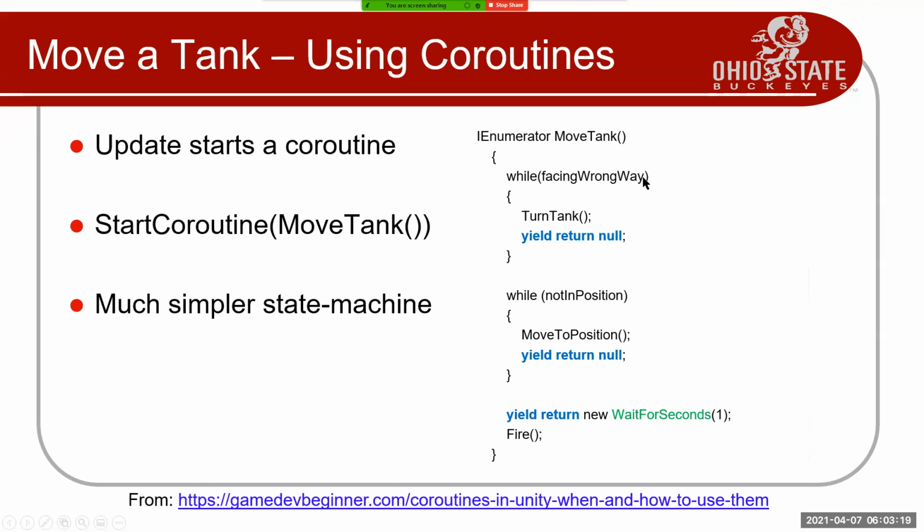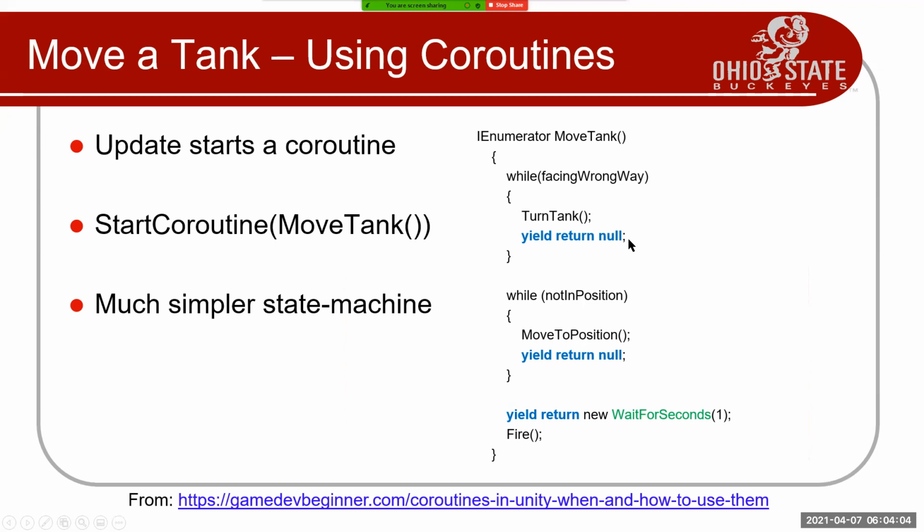Okay. So I wanted to keep their code pretty much the same. Again, we have an IEnumerator here. While facing the wrong way, we're going to turn the tank. Yield return null. And so this while loop will go until turn tank changes this Boolean variable. Again, not the best code, but I wanted to follow their example, so you can follow it from this web page as well. So maybe this should return a Boolean that could do that. And then once it's facing the right way, we're just going to move to position, end the frame, move, end the frame, move, end the frame.